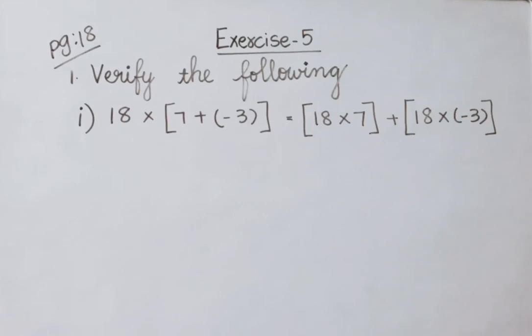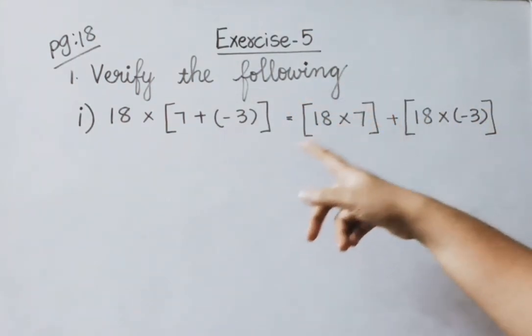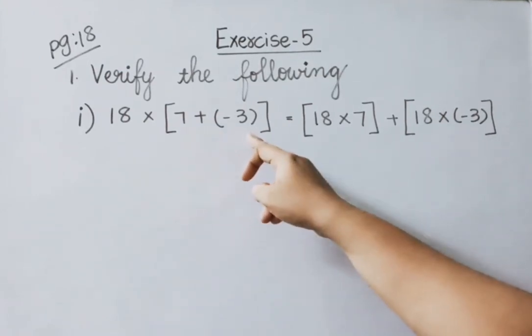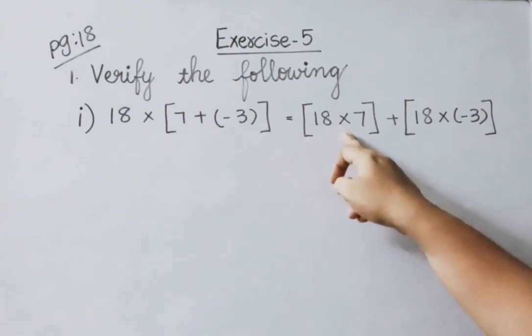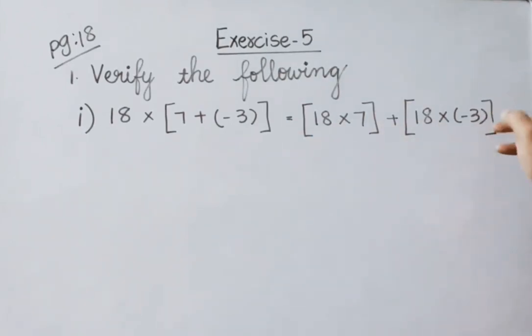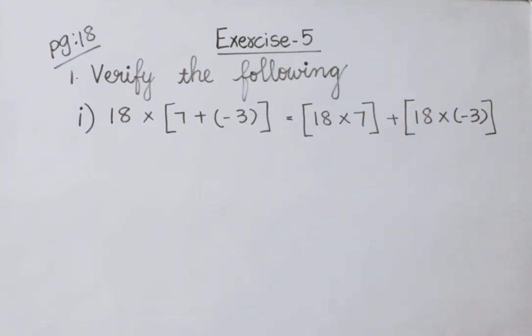See now page number 18, exercise 5. First question, verify the following. See the first one, 18 into 7 plus of minus 3 equals 18 into 7 plus 18 into minus 3. Now we have to verify whether these both are equal or not. Let us see the solution now.